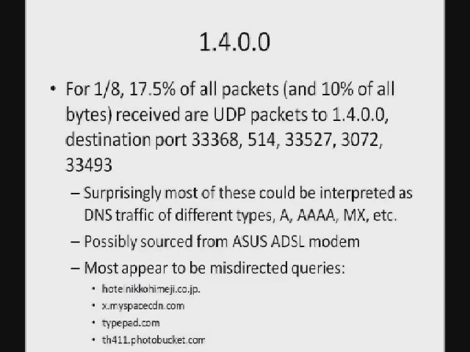So another large volume of traffic we found was going to the 1.4.0.0 subnet. We took another closer look at it, and 17% of these packets were UDP packets. There were different destination port numbers, but when you're using Wireshark, we found we could interpret these as DNS traffic types, and we found that there were different types of DNS packets, quad A's, MX's. We tried to track down where the sources were coming from. We did some profiling of those sources. They all appeared to be coming from an ADSL modem.